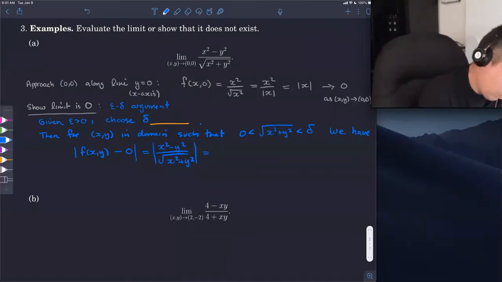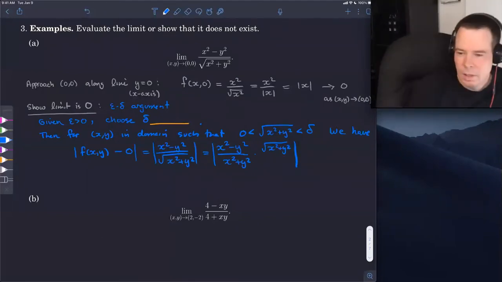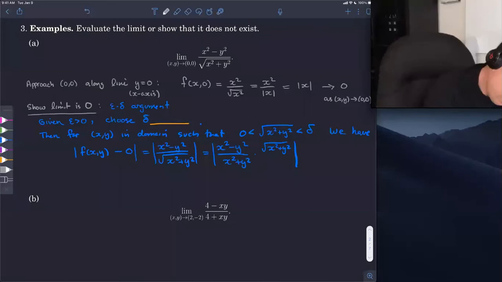I can do a little bit of algebra here. I can make the thing on the bottom into an x squared plus y squared, and I'll multiply by a square root of x squared plus y squared on top. So what did I do? I just replaced the square root of x squared plus y squared on the bottom by x squared plus y squared over the square root of it. So if you look closely, what I did was I just used this to replace this.